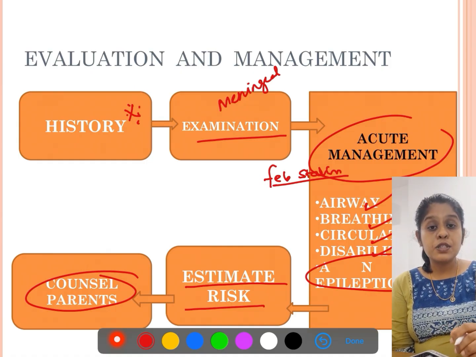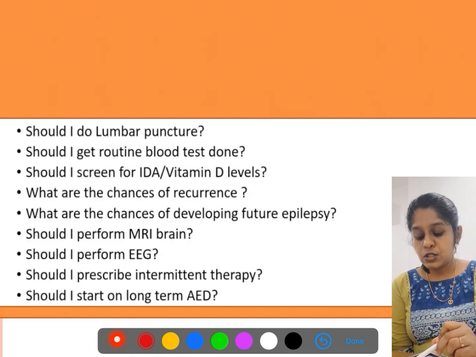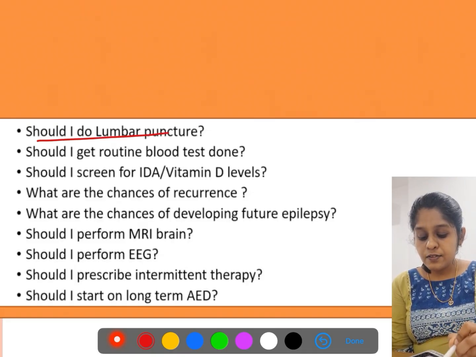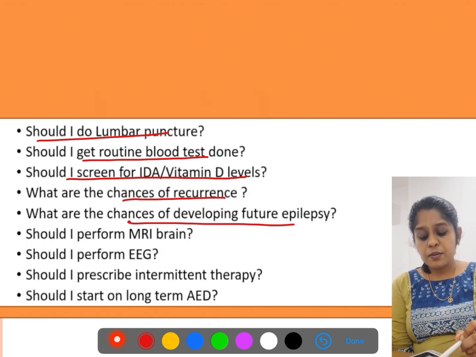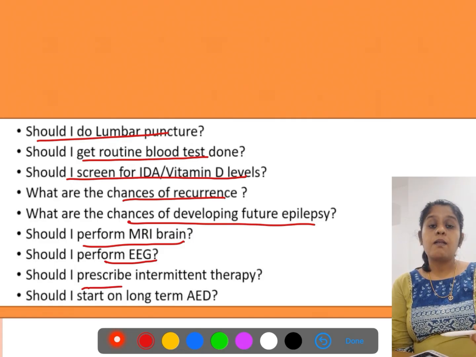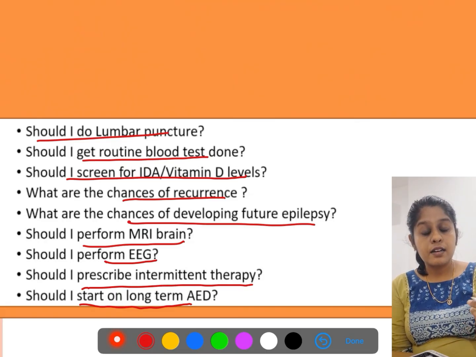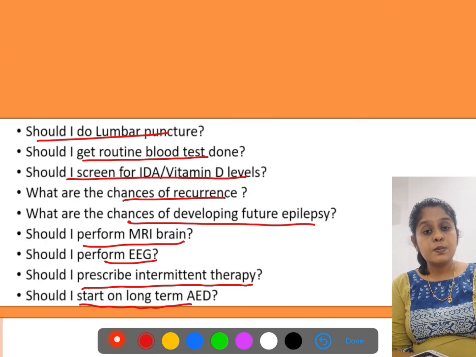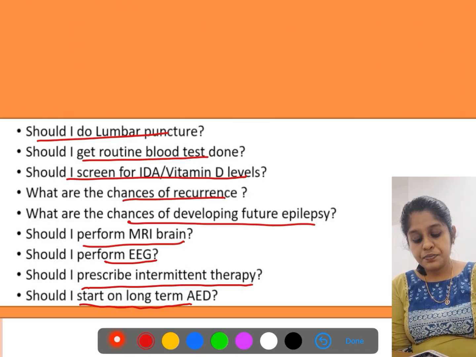There are a few questions that will arise in the mind of pediatricians. Should I do lumbar puncture? Should I get a routine blood test? Should I screen for vitamin D levels and iron deficiency? What is the chance of recurrence? What are the chances of developing future epilepsy? Should I perform MRI? Should I perform EEG? Should I prescribe intermittent therapy? Should I start long-term anti-epileptic medication? All these are very common doubts that a doctor will have, especially when they come across a child with febrile seizure. So we'll see the answer to all of this.